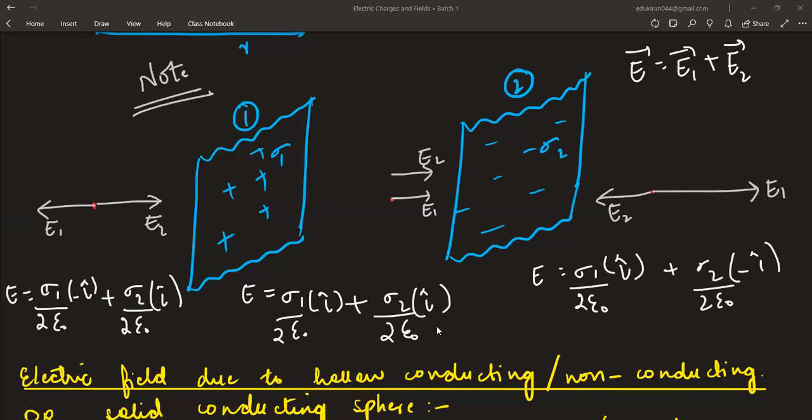Just write down this question. One last derivation for the sphere part which I was telling. Write this. I'll discuss.